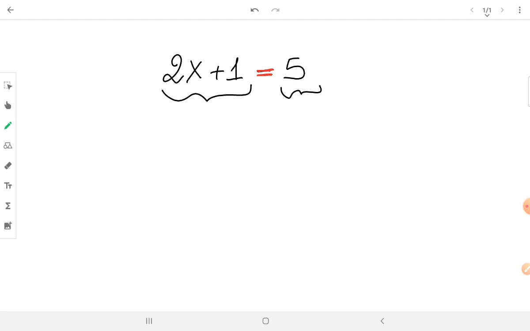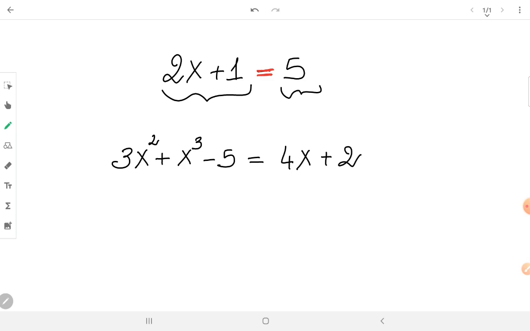By the way, what is the grade of an equation? The grade of an equation is the highest exponent to which the unknowns are elevated. For example, an equation is also 3x raised to 2, plus x raised to 3, minus 5, equal to 4x plus 2.